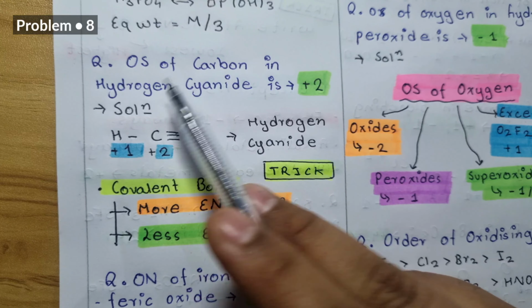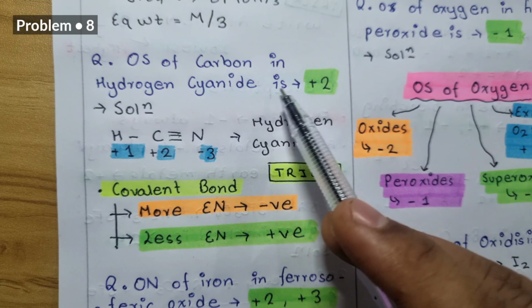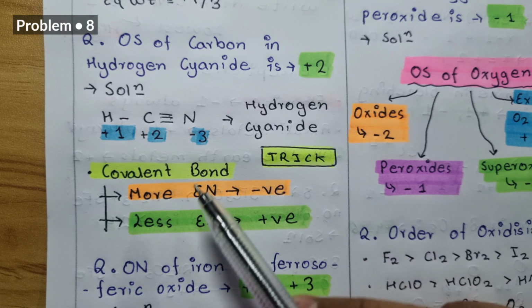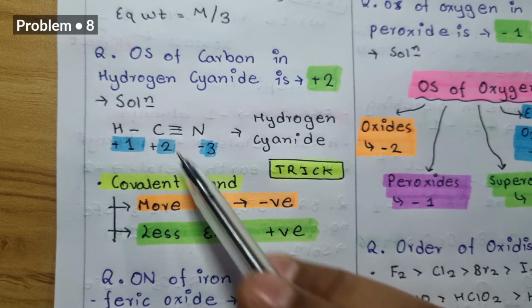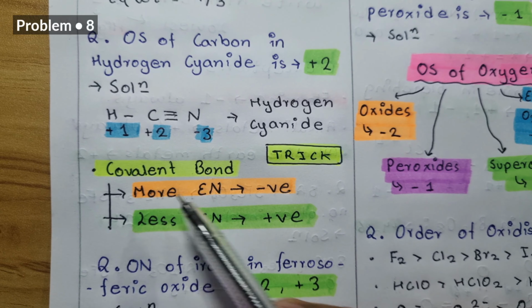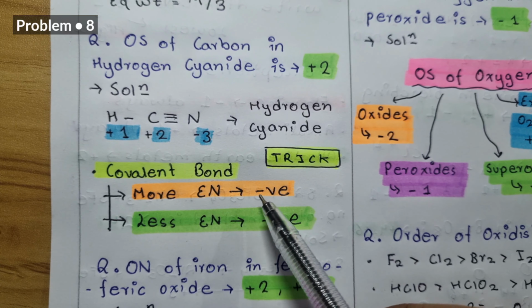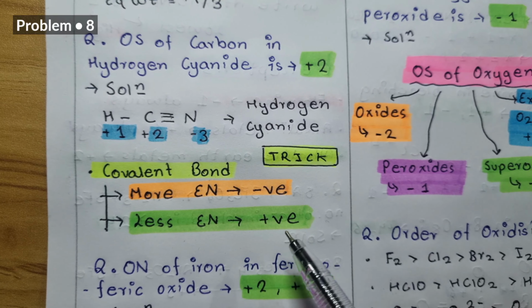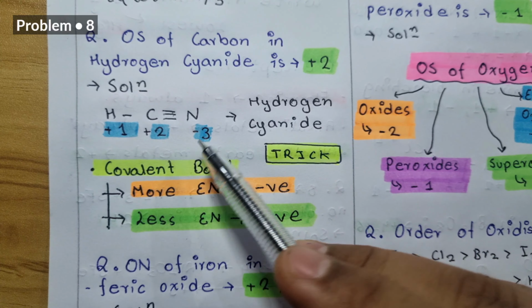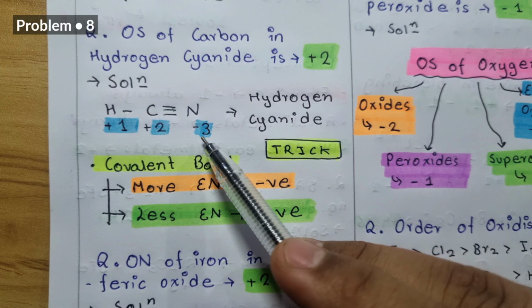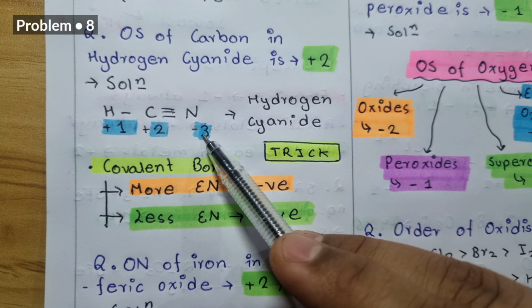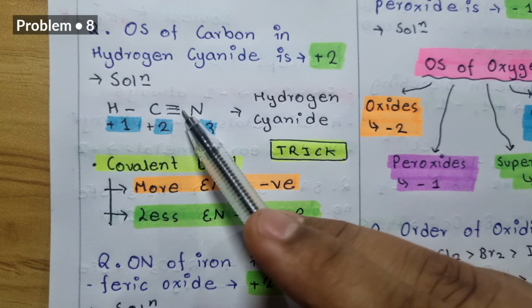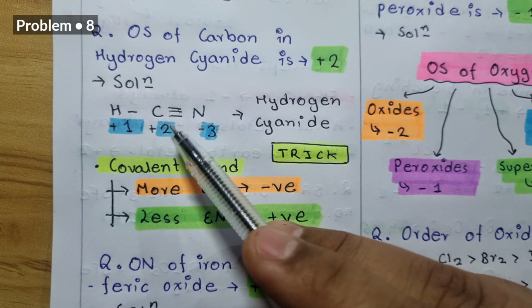Oxidation state of carbon in hydrogen cyanide. First and foremost we need to understand the molecular formula of hydrogen cyanide, that is HCN. The trick related to solving this kind of question is, if you ever encounter a covalent bond, the more electronegative element gets negative residual charge and the less electronegative element gets positive residual charge. As we know that nitrogen is the most electronegative element, it gets negative residual charge, that is negative 3. By balancing, as hydrogen has plus 1 oxidation state, you can calculate for carbon, it gets positive 2 oxidation state.